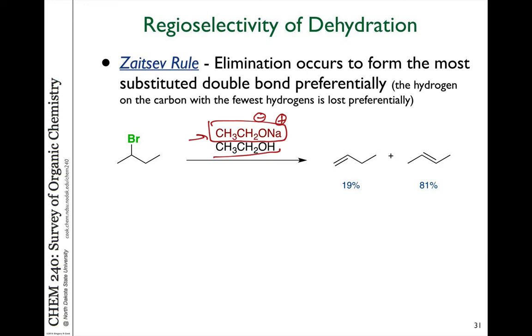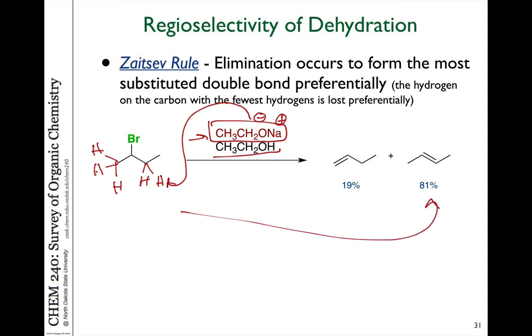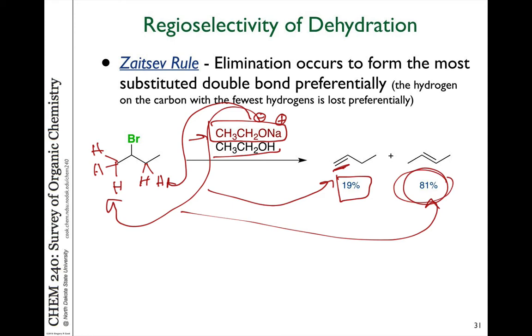And what you see is a bromide that could give two different possible products, because there are hydrogens adjacent to that bromine on the left carbon, and there are hydrogens adjacent to that bromine on the right carbon. So this base could take the proton from either this side, leading to the product on the right, or it could take the hydrogen on this side, leading to the product on the left. And what we see is that we do not get an equal mixture. We get elimination to form less of the less substituted double bond and more of the more substituted double bond.